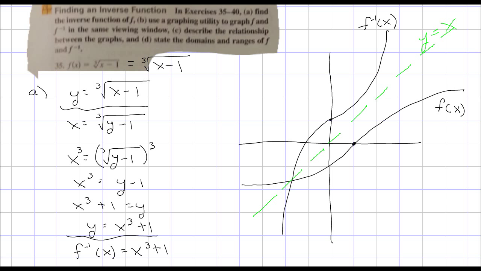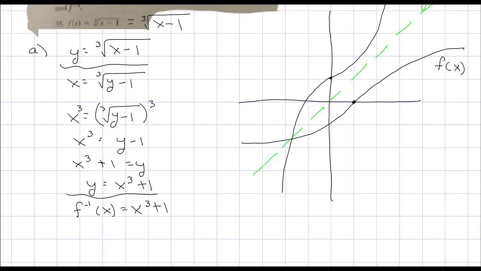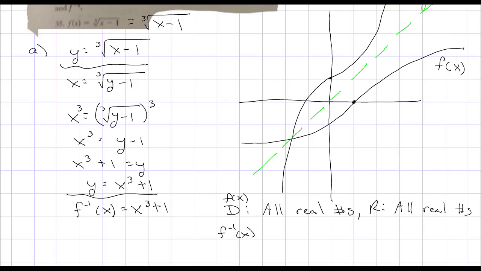State the domain and range. Alright, well, the domain and range in both cases, again, pure coincidence. The domain for f of x is all real numbers. And the range is also all real numbers. And for the inverse, well, you just interchange those, you get the same thing again. So, I'm going to abbreviate it as capital A, capital R, capital N, all real numbers, range, all real numbers. So that is number 35.